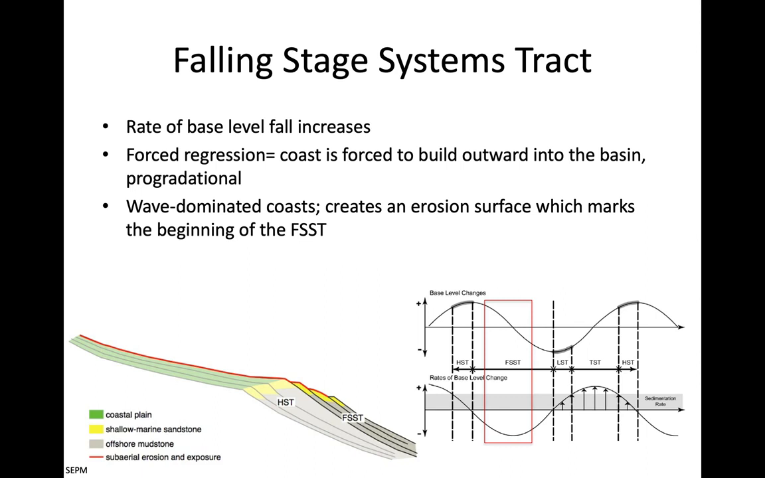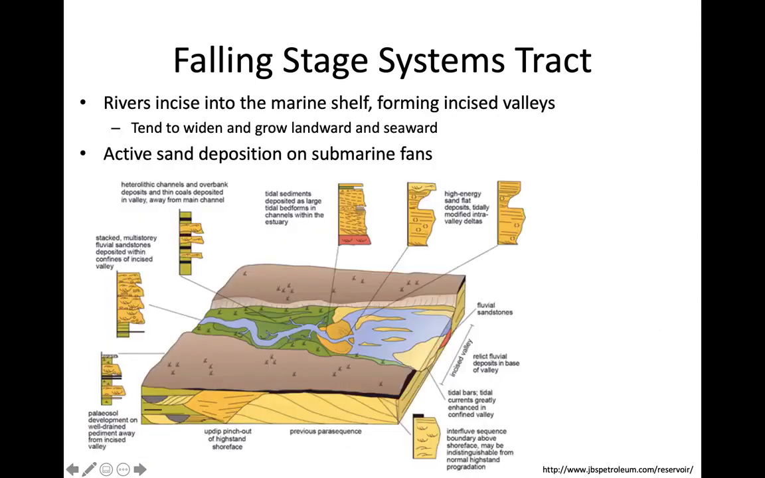We're going to start to see wave-dominated coasts forming, where at one point in time we had deeper waters, and this is going to create an erosional surface that's going to mark the boundary of our FSST into the lowstand tract right here, the LST. So at this point, rivers are going to continue to incise into the marine shelf, forming valleys, and they're going to get bigger, and they're going to grow landward and seaward as well. So rivers really erode to base level, as I've said multiple times throughout this lecture here.